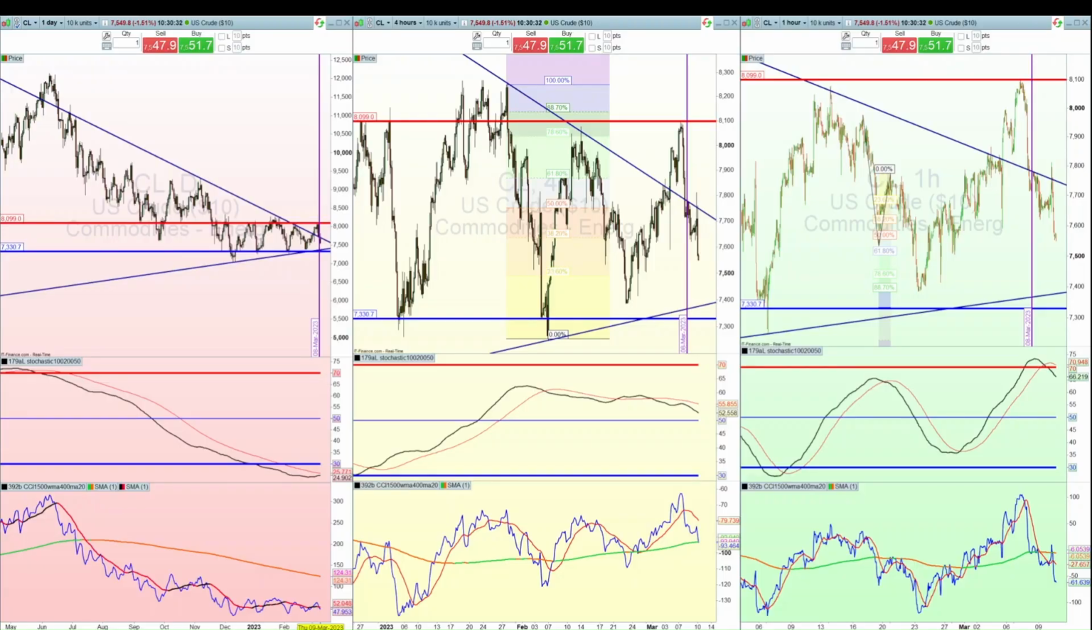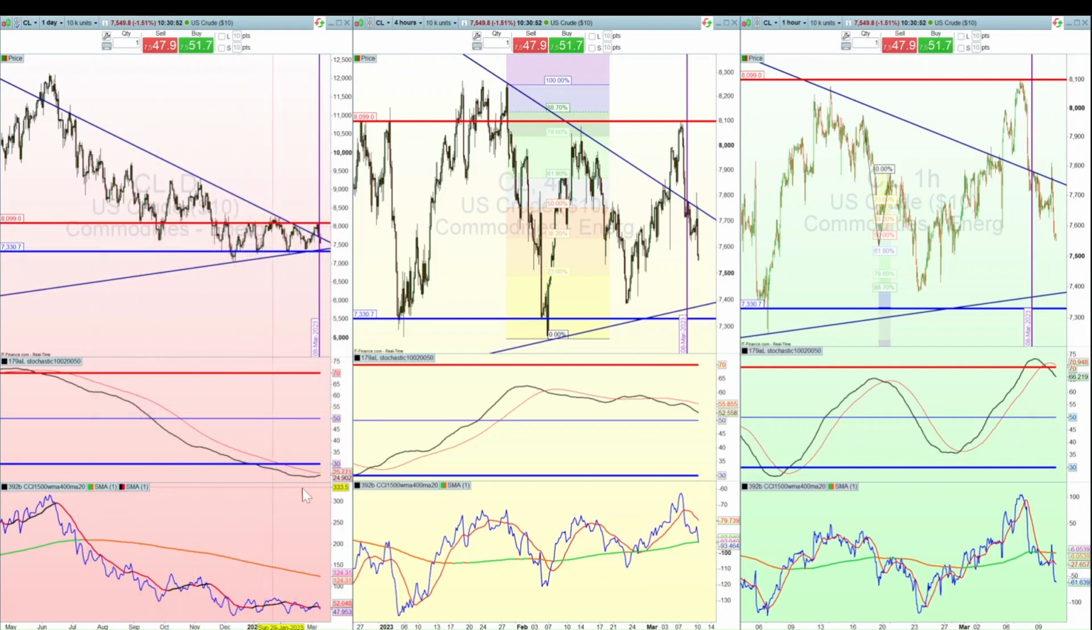Today is March 10, 2023. This is the US crude oil price update. This is the daily chart, and we've drawn these diagonal descending and ascending trend lines, but also these key support and resistance lines. So the price has been trading in this range since early December, basically, and it's just been bouncing up and down within that range.